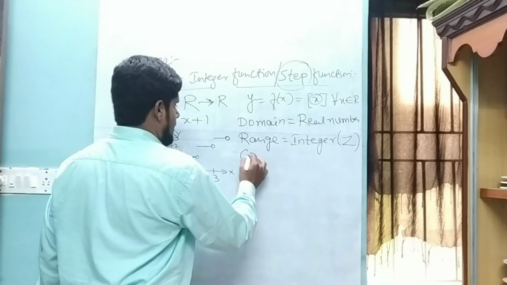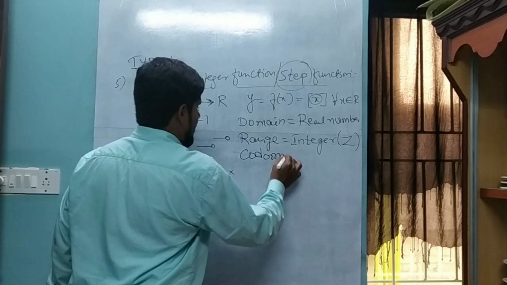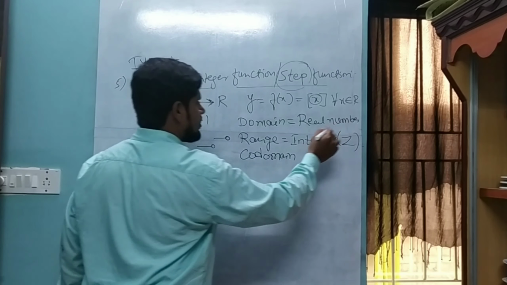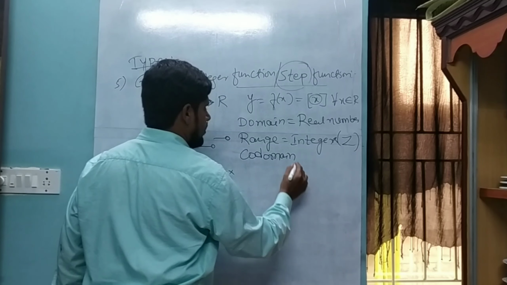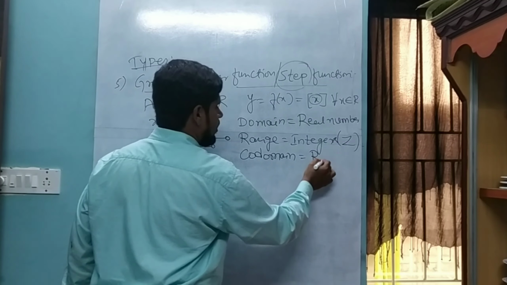Next. Integer, set of all integers. It is real numbers. Codomain is the set of all real numbers.